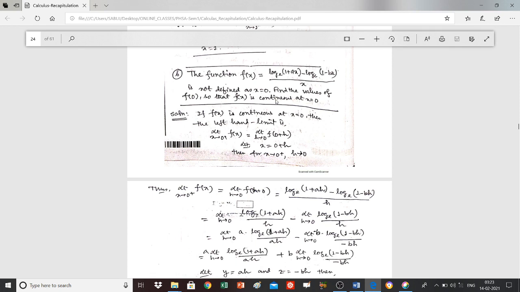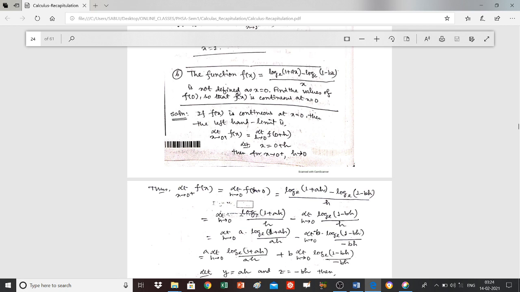So if it is continuous, then the left hand limit should be equal to the right hand limit. Now the right hand limit, first we calculate it, and since it is already stated that the function is continuous, the left hand limit and right hand limit are both equal. Also you know that if a given function is continuous, then the left hand limit and right hand limit are equal to the value of the function at x = 0.